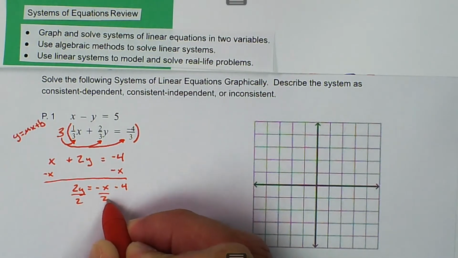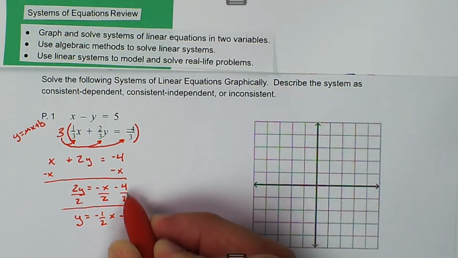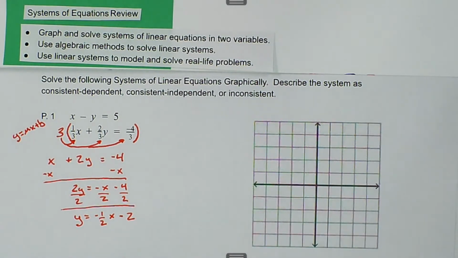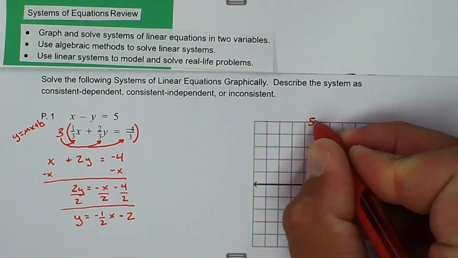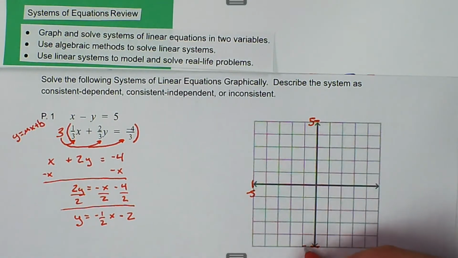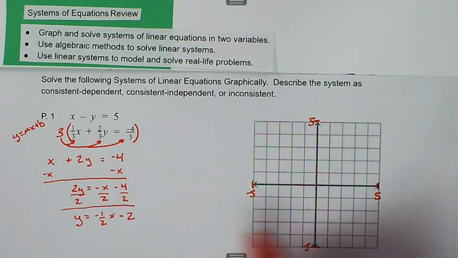Divide everything by 2, and we get y is equal to -1/2 x minus 4 divided by 2, which is 2. So that's in a form that I can graph right there. So I'm going to set up my axes, from -5 to 5. And now I can graph it.